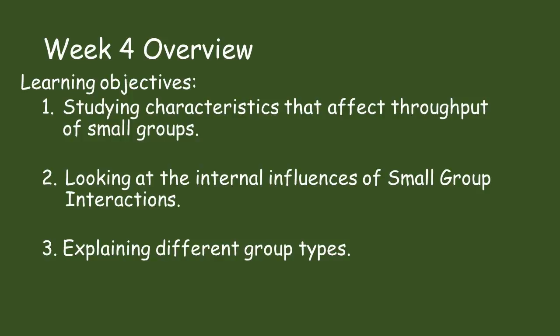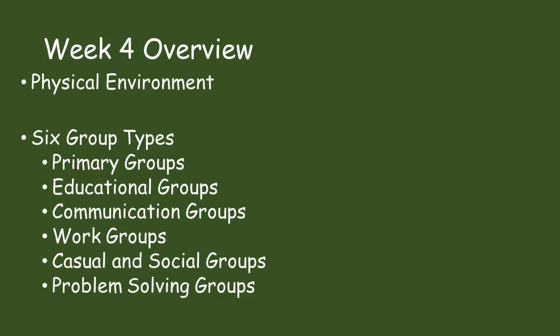This week we're in chapter 4 of our course text studying small group structures. This week we have a number of learning objectives. First, we're going to be studying characteristics that affect the throughput of small groups. Second, we're going to be looking at the internal influences of small group interactions, things like the physical environment, the group size, the group structure, and even the group type.